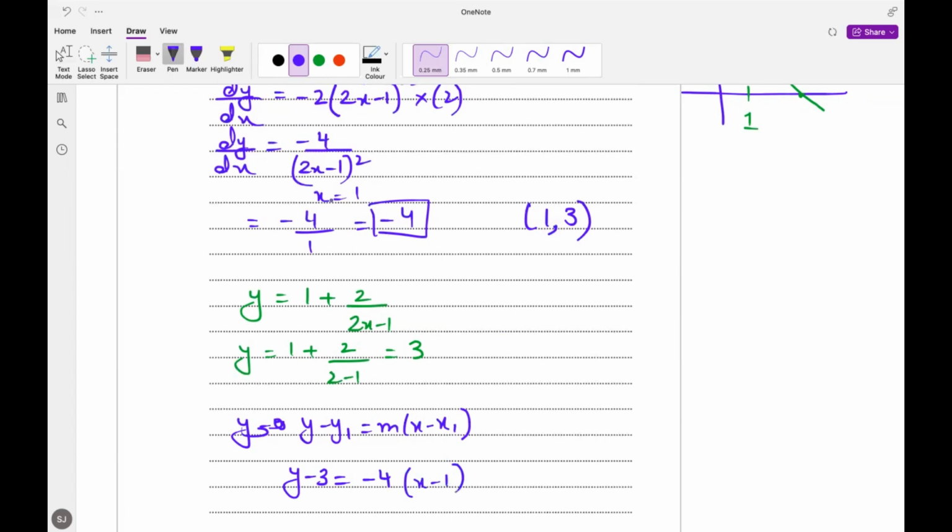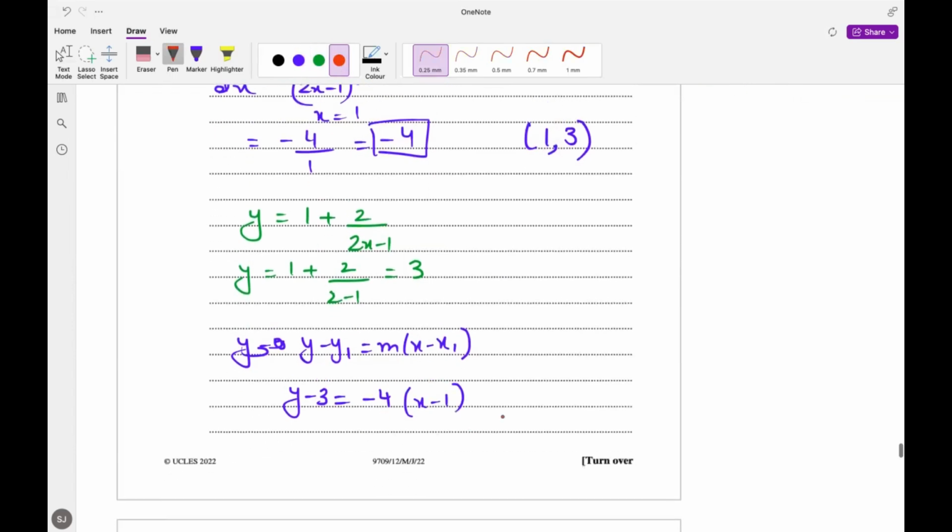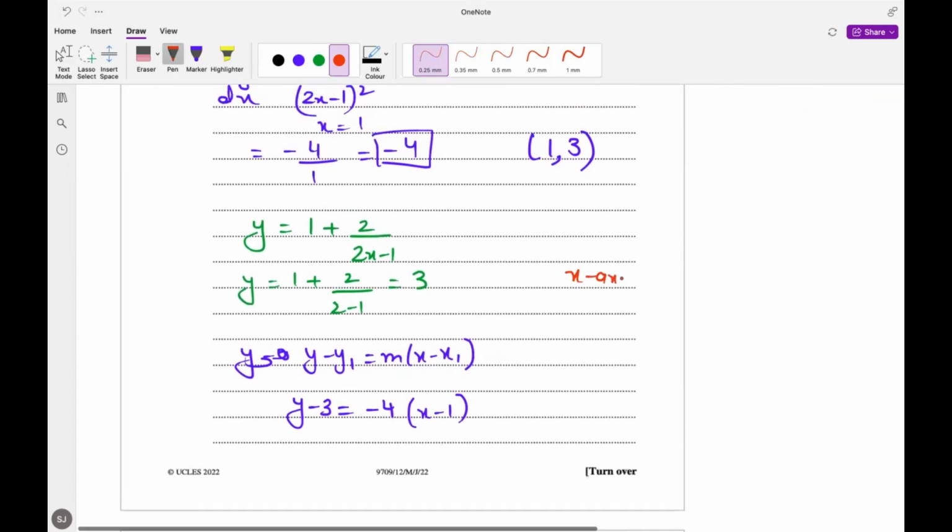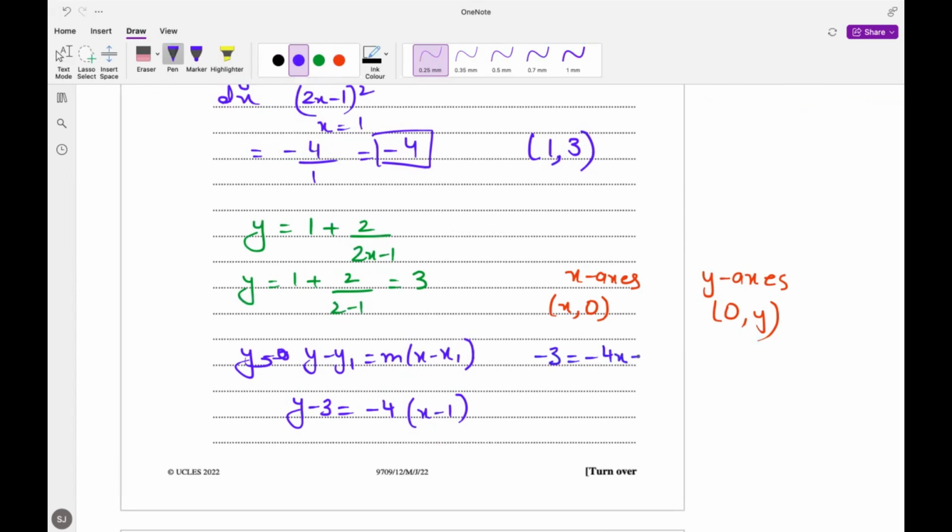Now to find the points at which it crosses the x and the y axes: for the x axis, we'll use y equals 0, and for the y axis, where the tangent crosses the y axis, we'll take x equals 0. Substituting y equals 0 into the equation, we get minus 3 equals minus 4x plus 4. Taking 4 to the other side, this becomes minus 3 minus 4 equals minus 4x. So minus 7 equals minus 4x, and x equals 7 upon 4. So this coordinate will be 7 upon 4 comma 0.